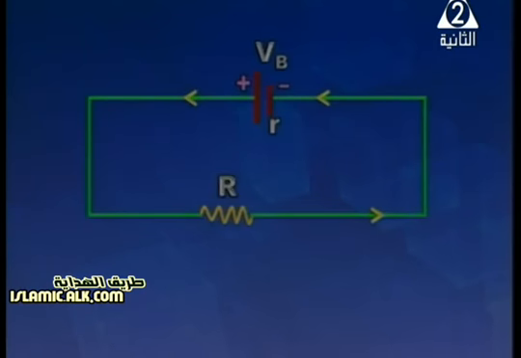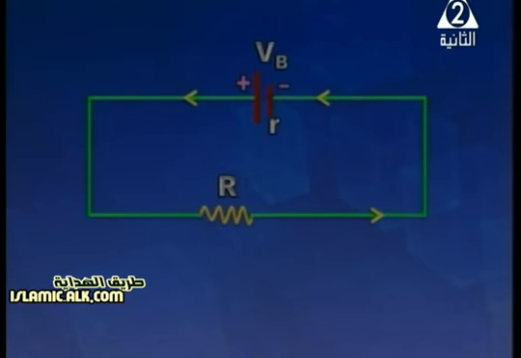Okay, in front of you we've got a circuit, a very simple one. It contains a battery denoted by VB. Small r denotes the internal resistance of the battery. And we've got a load denoted by capital R, or a resistance, all connected in series.